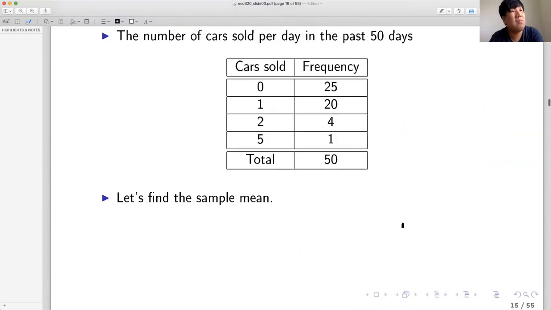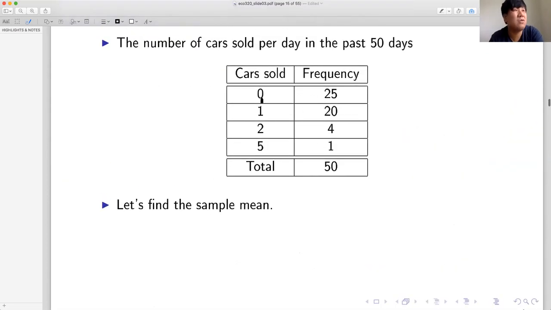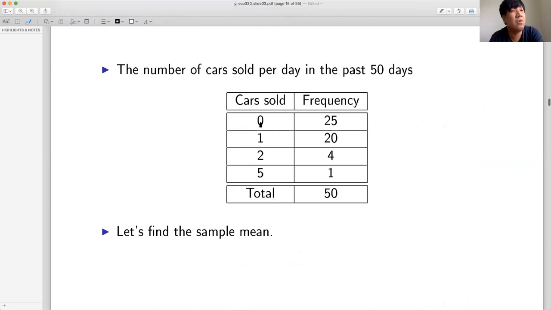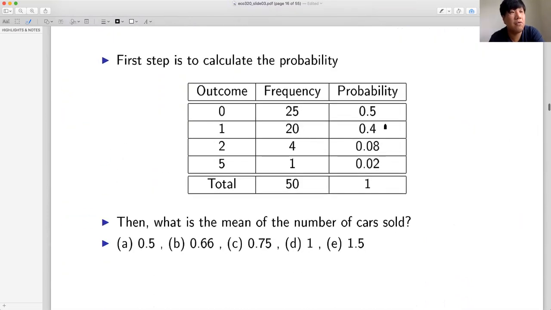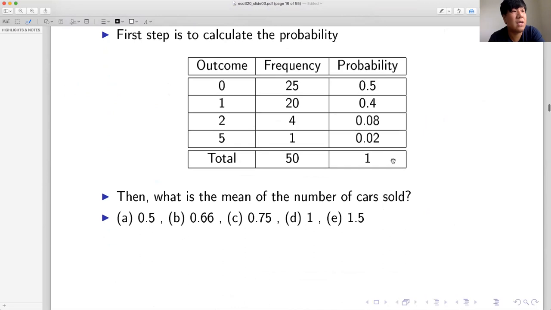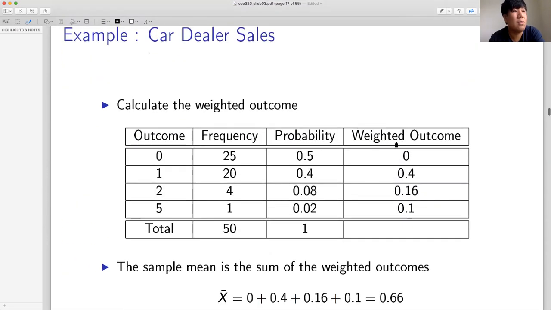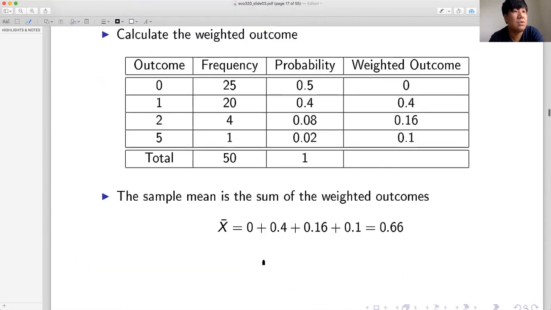So one way of doing this is you understand frequency, oh, I know this distribution, so you add everything and divide by 50. That is one way. The other way is using probability. But this is something I would emphasize: both are equivalent. It doesn't matter which method you're using as long as you understand. So you just find the weighted outcome, just add them up. Boom.